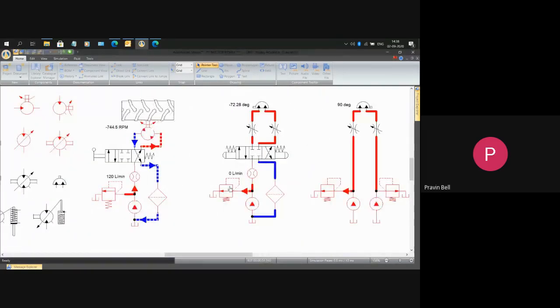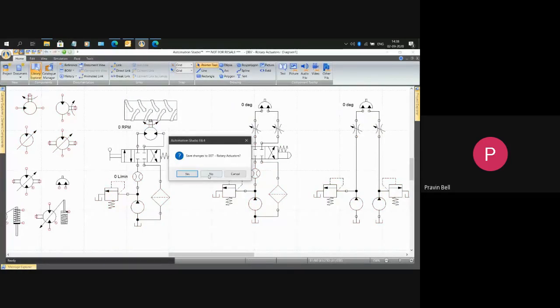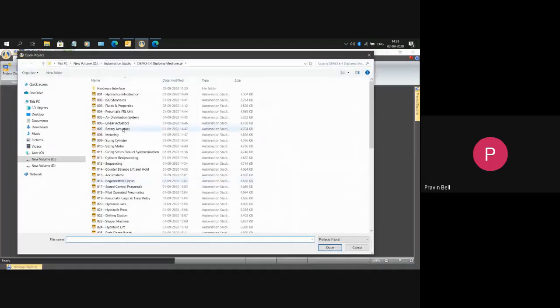So this is the study of rotary actuators. The previous one was a linear actuator. You can create circuits like this. Then one of the most popular practicals which we see is meter in, meter out circuits.